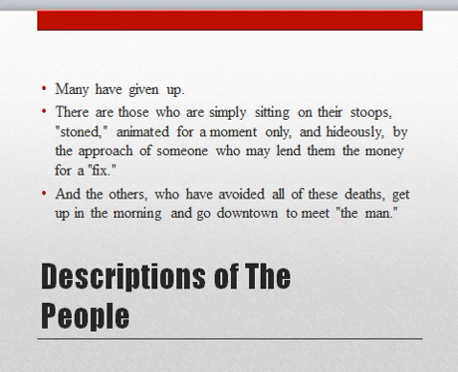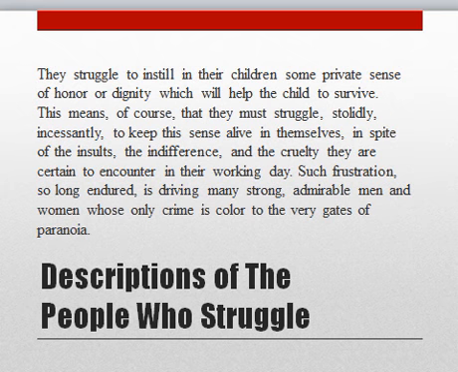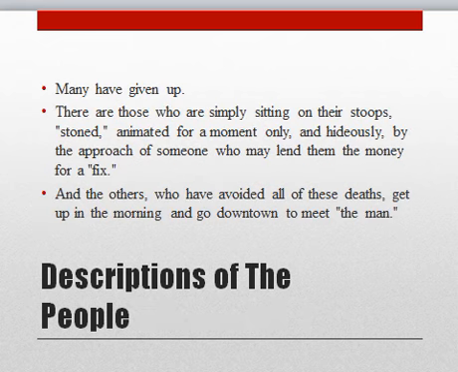He also describes that there are those who are simply sitting on their stoops, stoned, animated for a moment, and hideously by the approach of someone who may lend them the money for a fix. So there he's describing the drug addiction problem. And then there are others who have avoided all of these deaths, get up in the morning and go downtown to meet the man. So he continues describing these people that get up every morning and go downtown to meet the man.